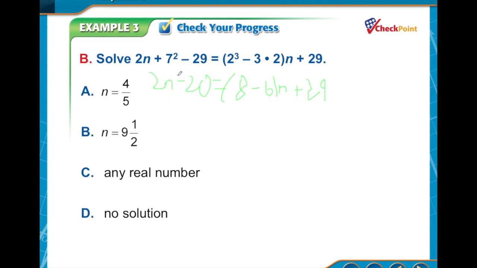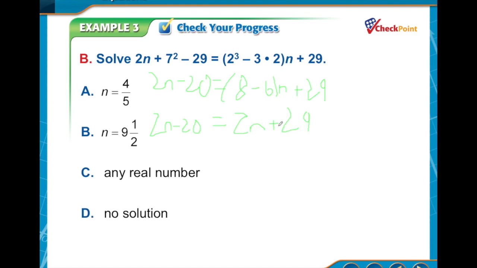So this side I can't do anything else with on the left right now. So I'll just leave that. But what about the right side? This n can be distributed to whatever this is in here. And I know 8 minus 6 is the same thing as 2. So I can write this as 2 times n plus 29. Now the left side we have the same thing, 2n minus 20. So we've got 2n minus 20 equals 2n plus 29.